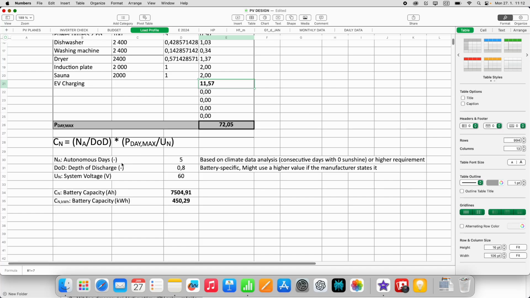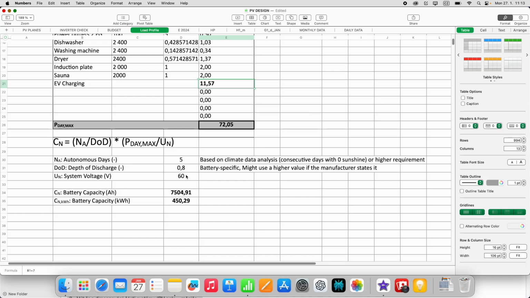Then it takes into account the depth of discharge, and this is a battery specific value. There is 0.8, however, some batteries might have a more positive value. However, you really want to use it only if the manufacturer states a higher value. And then, of course, the system voltage. There might be a 60 volt system, so for a series of 4 12 volt batteries, am I correct? 12, 24, 36, 48. Okay, 5 12 volt batteries, a total of 60 volts.